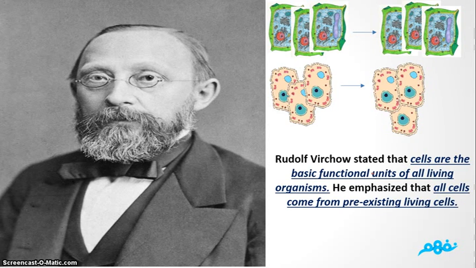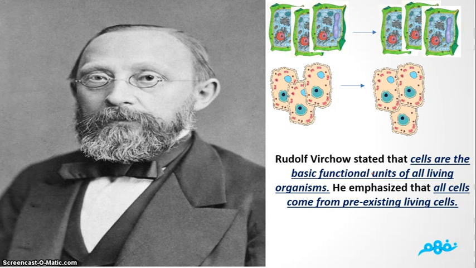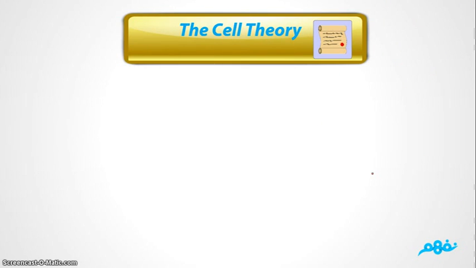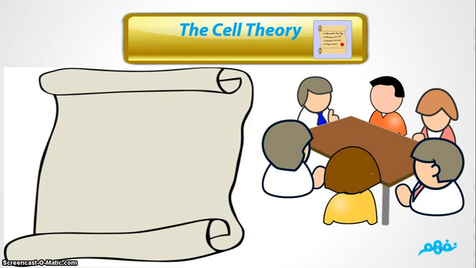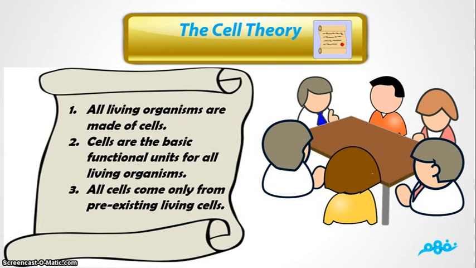Another point that he made is that cells have functions. They are living, so they have functions, and they're the basic functional units of living organisms. Now together, all the works of the scientists was combined to come up with the cell theory. The first point: all living organisms are made of cells. This is the conclusion of Mr. Theodor, if you remember. Points 2 and 3 are the conclusions of Dr. Virchow. He said that cells are the basic functional units for all living organisms, and that all cells come from cells that existed before them.